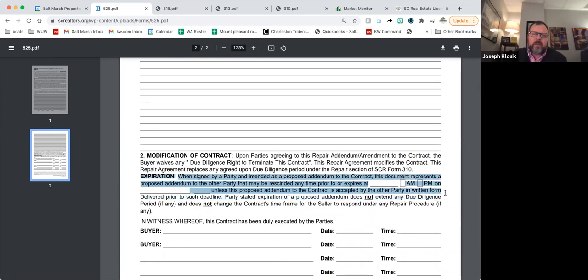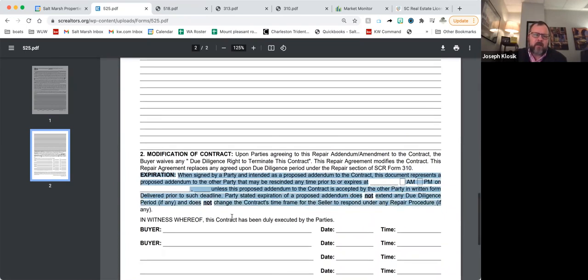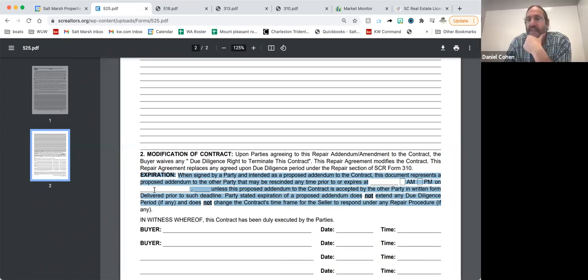If it is the repair procedure, this paragraph right here is irrelevant. You can put whatever date you want in here. If I'm the listing agent, I don't care, because you can't modify the contract unilaterally. A lot of times the buyer's agent will put a date. If you want to put the same date that's referenced in the second date of the repair procedure, you can do that, but it's just repetitive. So you can leave it blank.